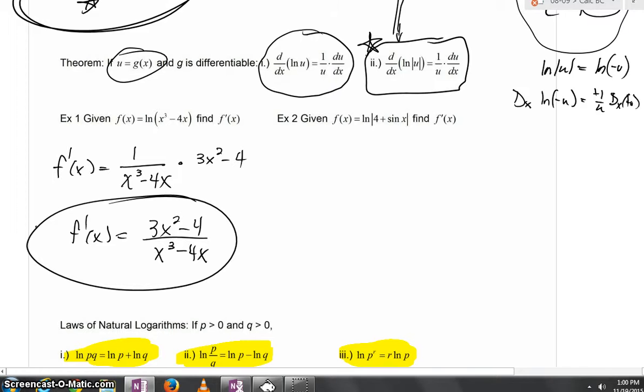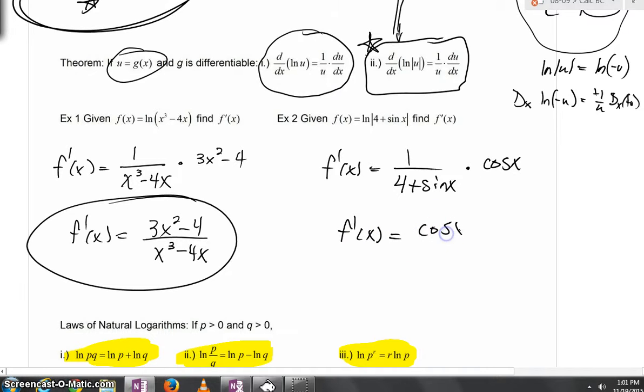Take a look at example 2. This is the one that maybe makes kids feel a little uncomfortable. They'll say, oh no, that absolute value in there. Guys, it's as if it wasn't there at all. The derivative of number 2 would be the same derivative as if the absolute value wasn't there at all. So help me out. What do you think f prime would be? We're going to start by going 1 over 4 plus sine x times, hey, what's the derivative of that inside part? Cosine of x. Hey, look at this. We're done.